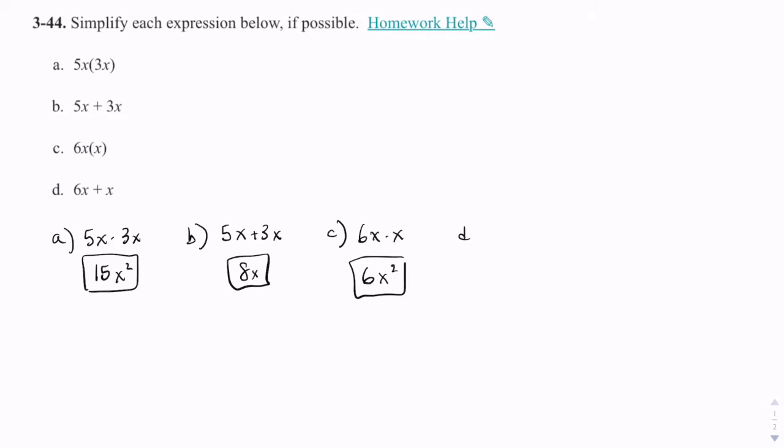And for D, I have 6x plus x. And that's kind of an invisible 1 there, 1x, right? So I have 6 x's plus 1x. That's 7 x's. Just like if I had 6 apples plus 1 apple, I'd have 7 apples.